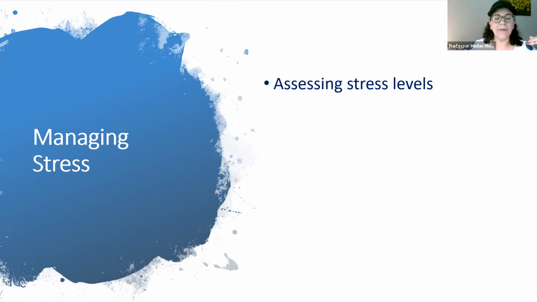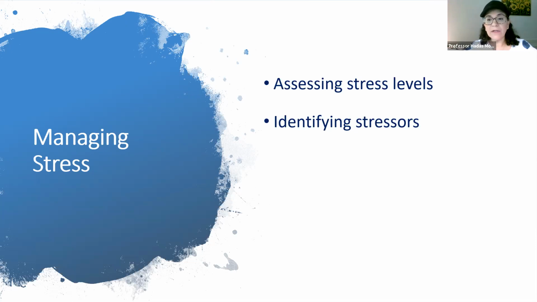The next step in managing stress: first, assessing your stress levels. Second is identifying your stressors, or stress triggers. Those can be internal or external. External can be job, family demands, traffic, overcommitment, things like that. Internal triggers are self-doubt, pressure to succeed, fear of the unknown, and so on.